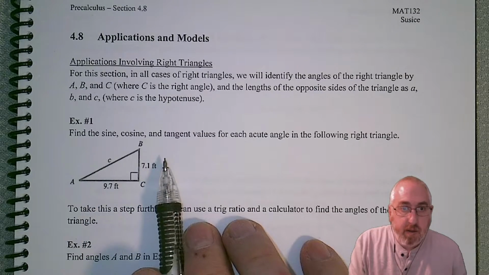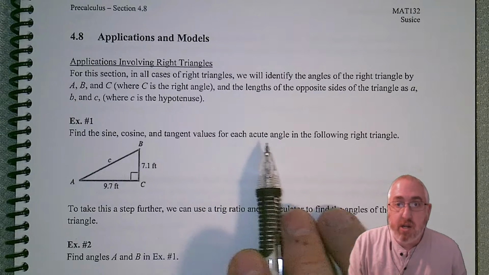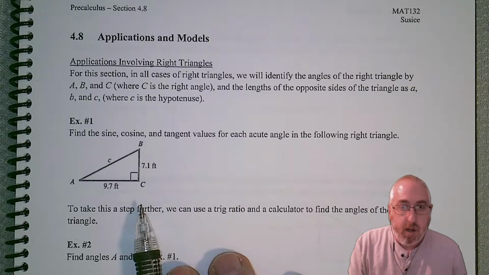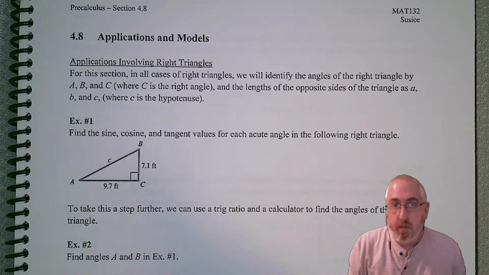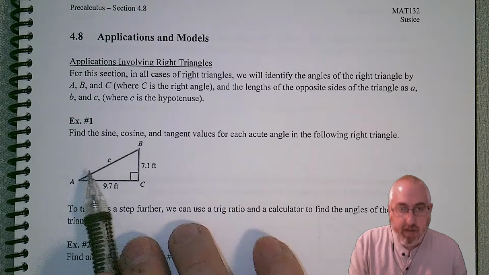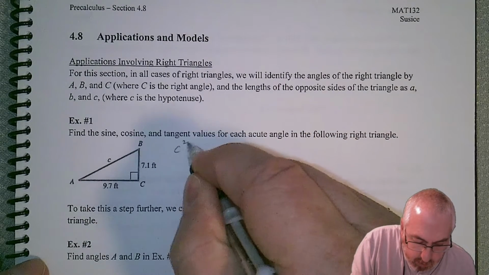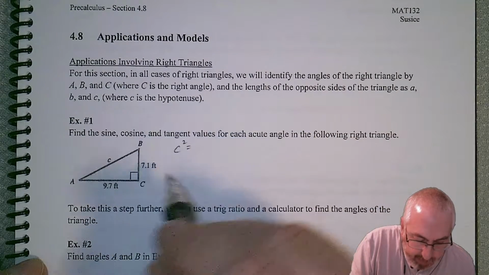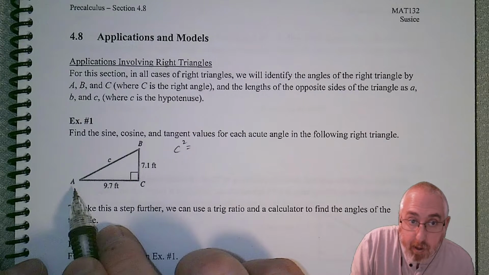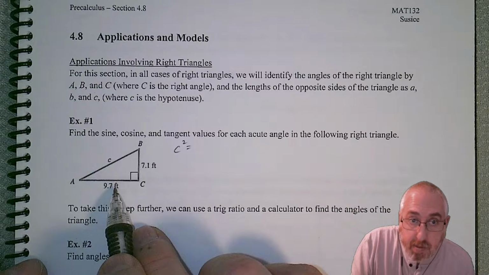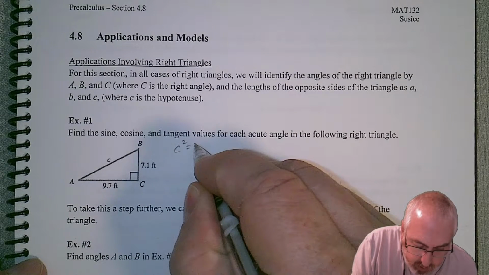Now in this case, they want you to identify the sine, cosine, and tangent values for each acute angle of the following right triangle. So they gave us two sides, we're missing our third side, and so first thing we should do is get that third side. So we're going to need to use the Pythagorean theorem. So we can quickly do that. Now again, lowercase a is going to be opposite capital A, and lowercase b is going to be opposite capital B. So just kind of keep it straight and orderly.